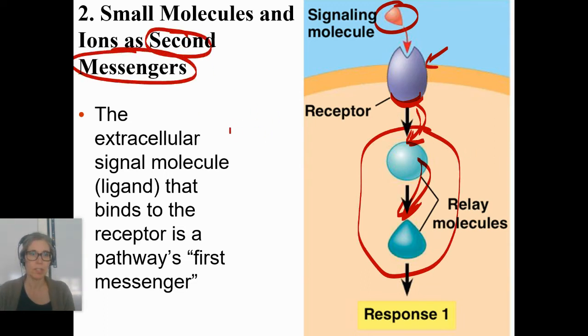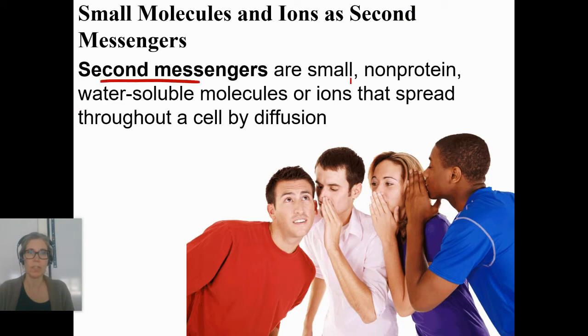So, let's talk about second messengers a little bit. You can think of the signaling molecule attaching to the receptor as the first messenger. The second molecule that's involved isn't necessarily a second messenger. So let's define second messenger. A second messenger is a small, non-protein, water-soluble molecule or ion that spreads throughout the cell by diffusion. So anything in the signal transduction pathway that's not a protein, we're probably going to call a second messenger.